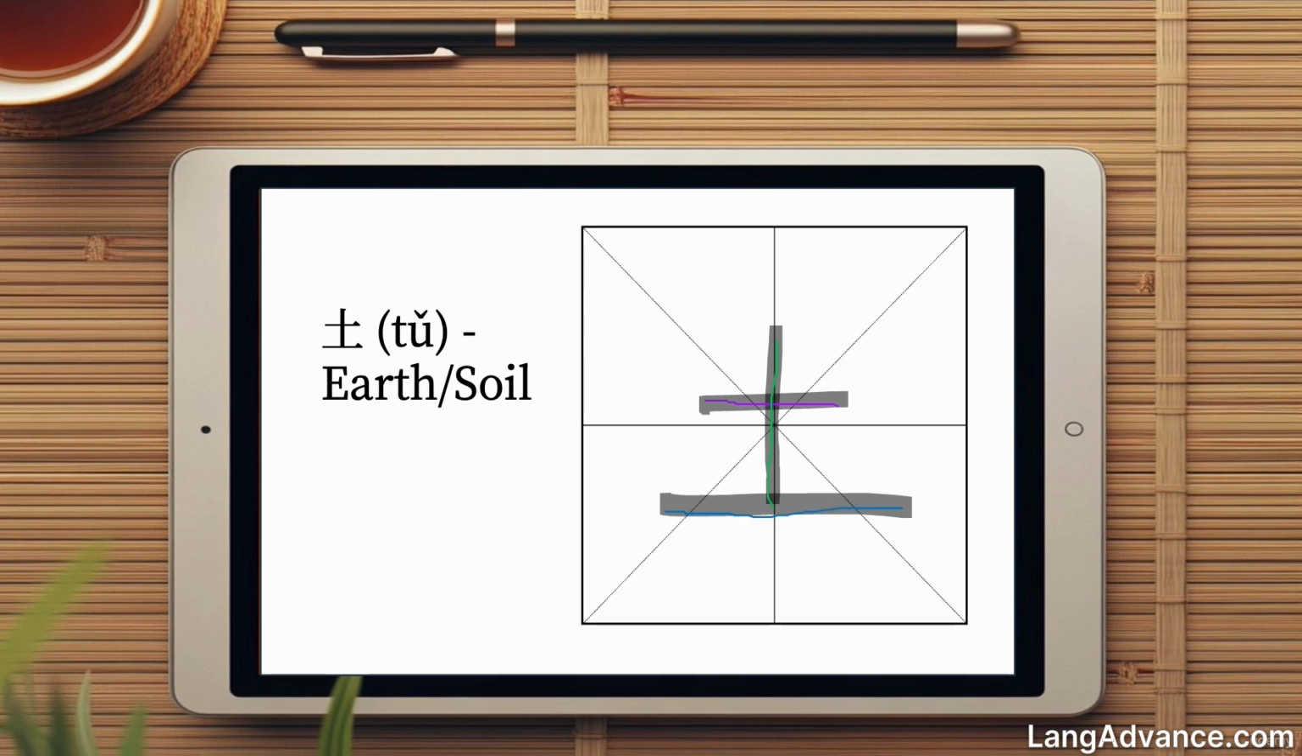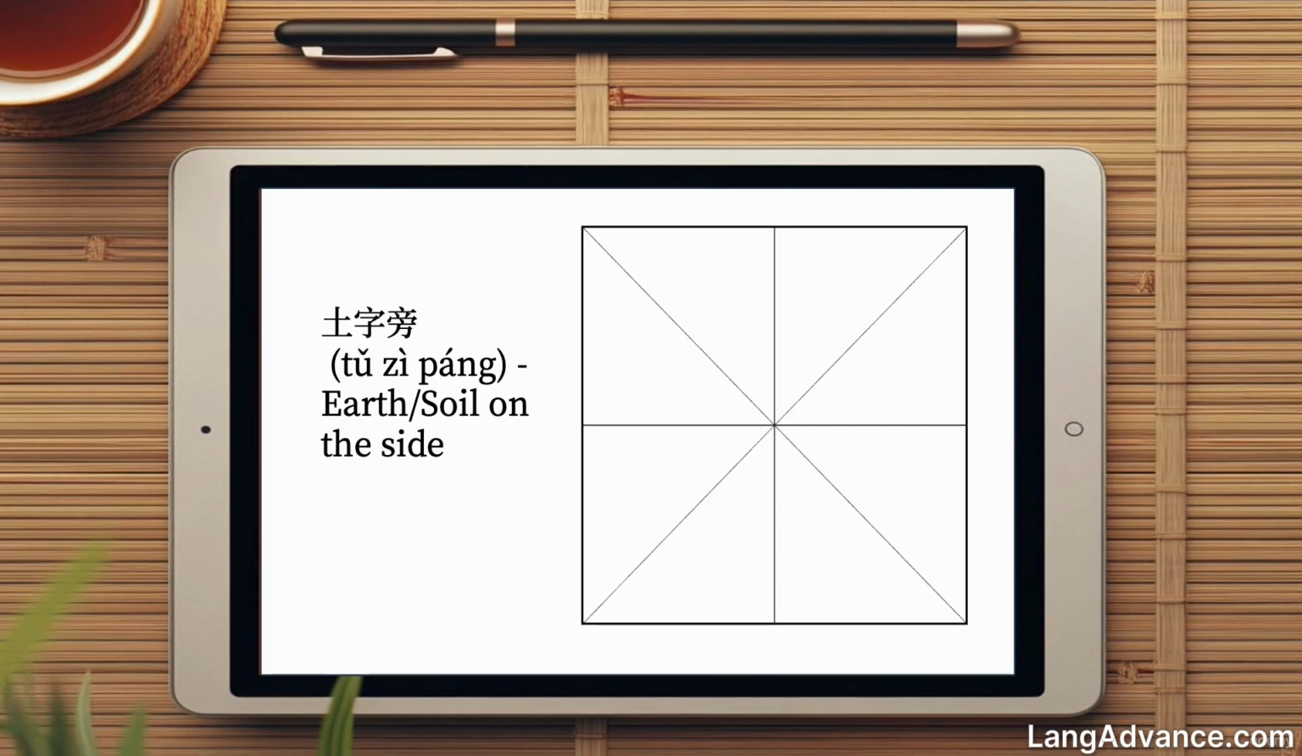Awesome. Now let's see how you write that in action. We have the cross and end off with a long horizontal line. Cool. Now that is the normal version of earth or soil or ground. Let's write the mini version, which is the 土字旁, the earth or soil radical on the side. Please be mindful because we are writing it as a radical, so that's why we are shrinking it.